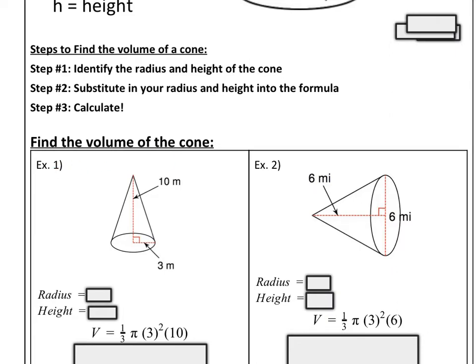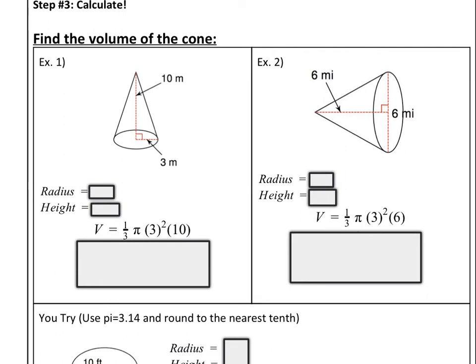Find the volume of a cone. Here we have example 1. I notice that the radius of this cone is 3, and the height of the cone is 10. So we're going to identify those. Next, you'll see that we've substituted those into the formula, 1/3 pi r squared. Instead of r, we put 3. And instead of h, we put 10 for the height.